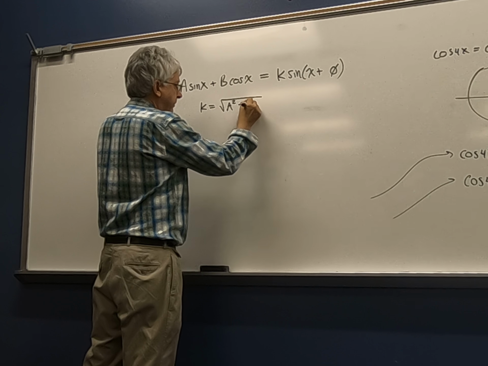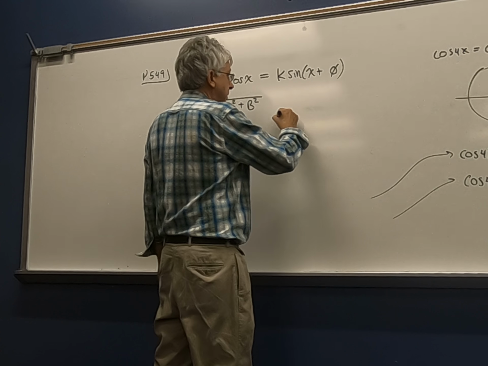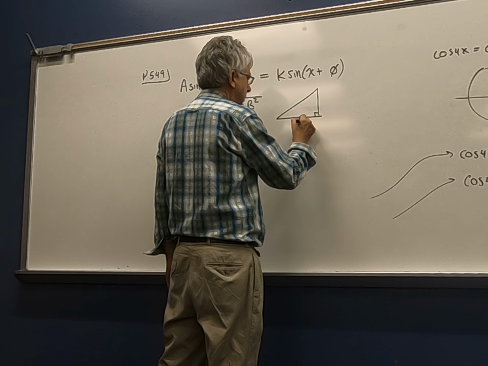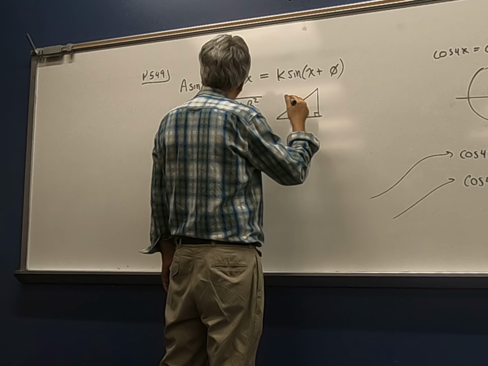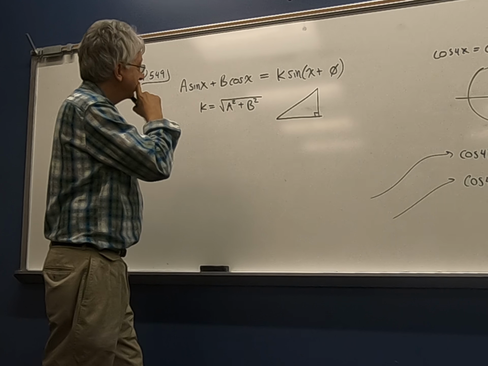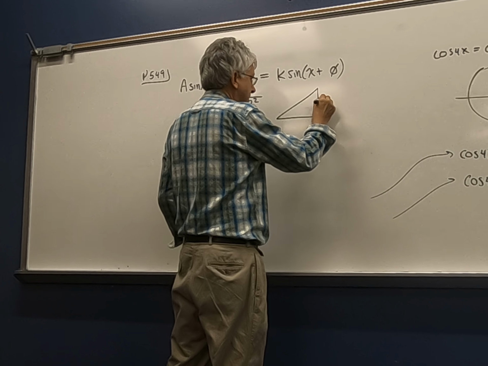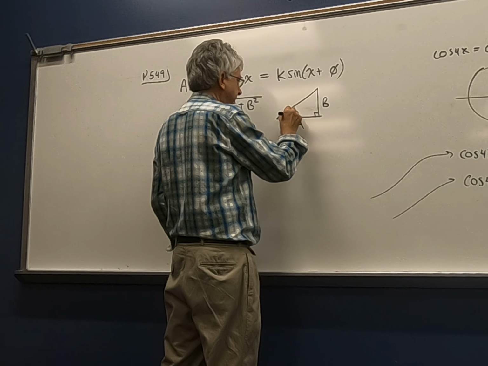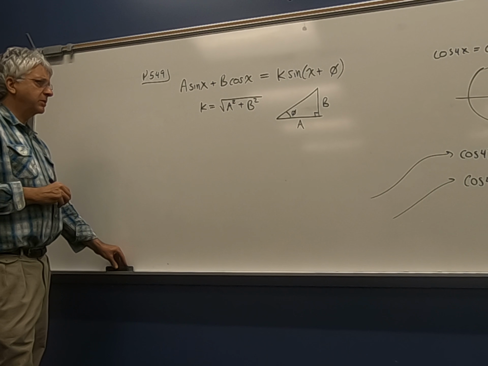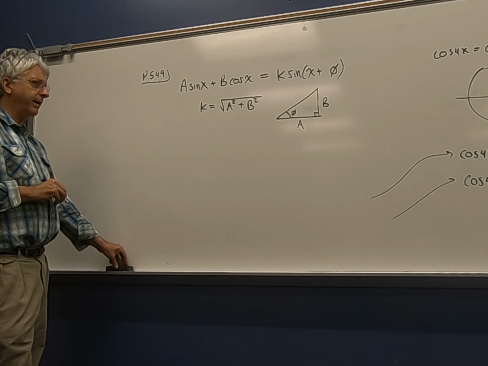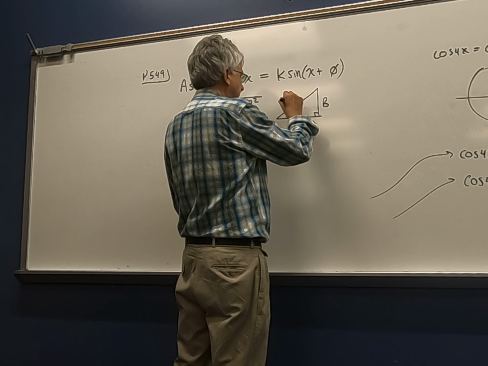k is the hypotenuse of a right triangle with legs A and B. So you can sort of envision that like so. In fact, I think this is going to be B, and this is going to be A, and this is going to be phi. But this is on the unit circle, so thinking about it as a right triangle works in the first quadrant, but beyond that, you have to be a little bit more careful.